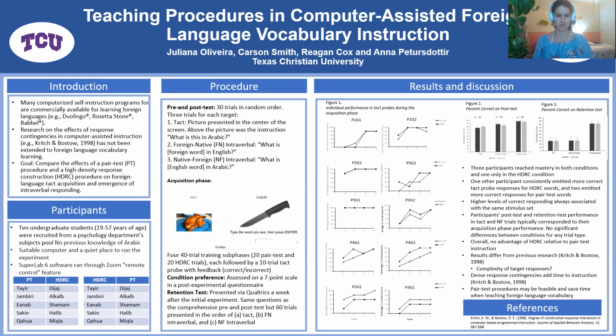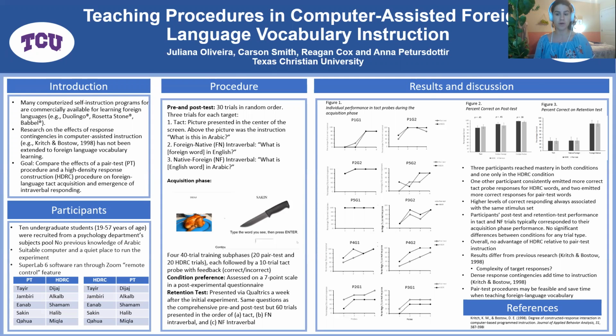So we had 10 participants that participated in our study, and we had 5 Arabic words that were assigned to each condition. And the assignment of these words to conditions was counterbalanced across participants. We had a learning phase that was divided in 4 training subphases and 4 label tests.